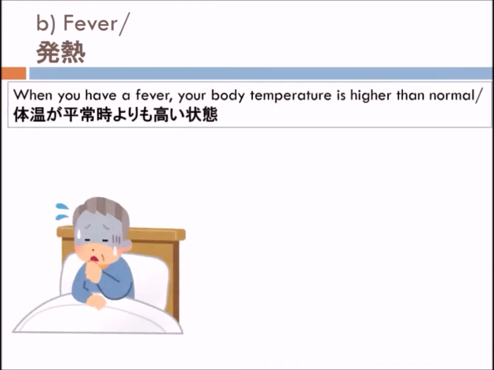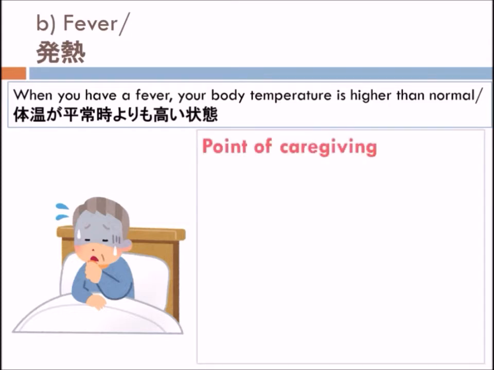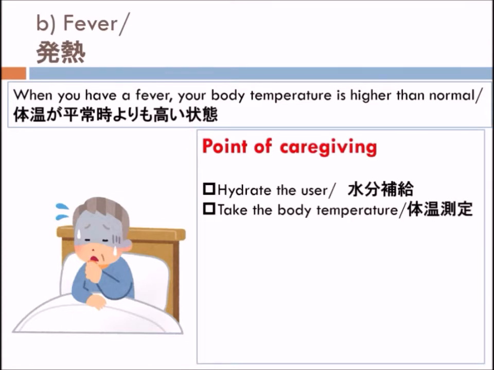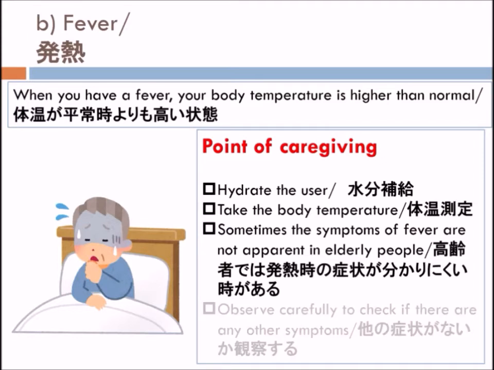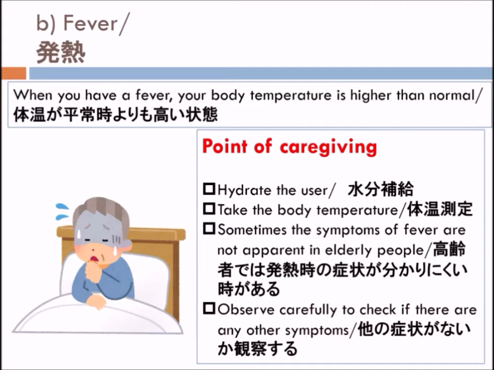Fever. When you have a fever, your body temperature is higher than normal, caused by infectious diseases, inflammation, dehydration, etc. Symptoms are high fever, flushed face, lack of energy, lack of appetite, etc. Point of caregiving. Hydrate the user. Take the body temperature. Sometimes the symptoms of fever are not apparent in elderly people. Observe carefully to check if there are any other symptoms.